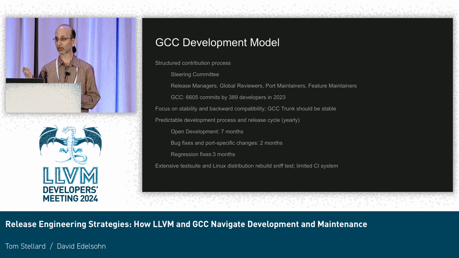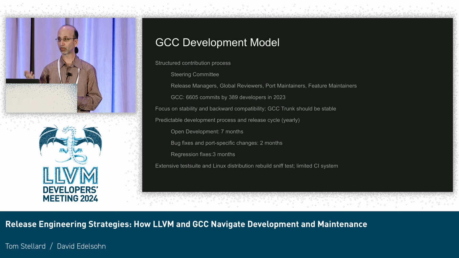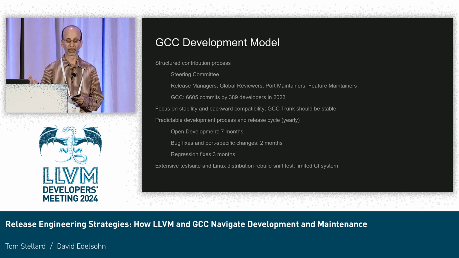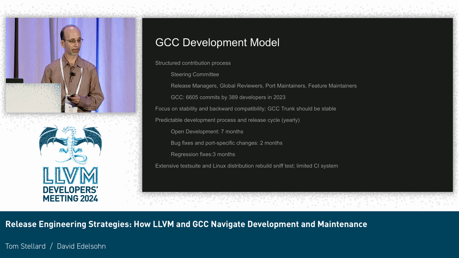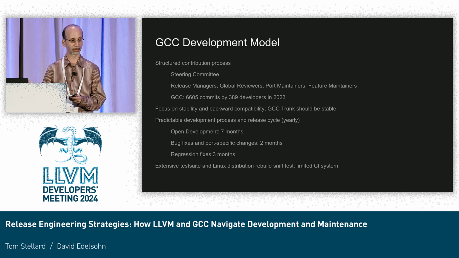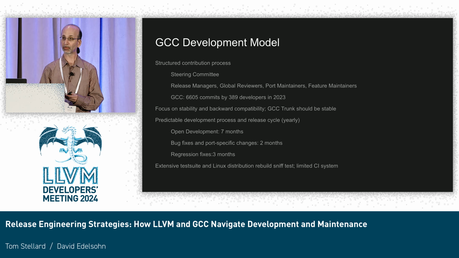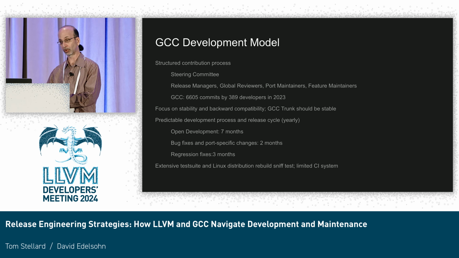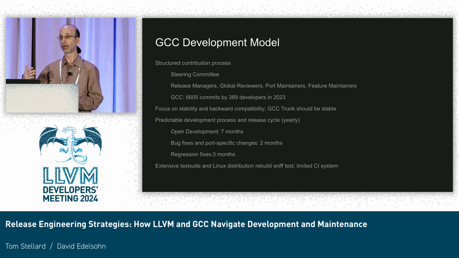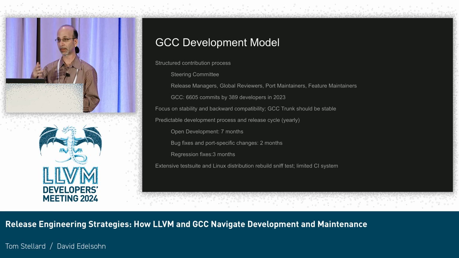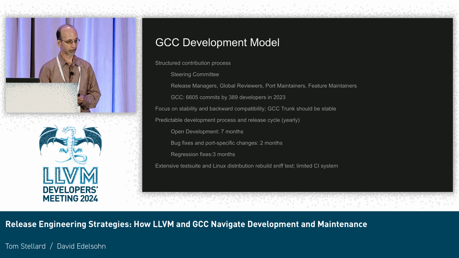Just to get a snapshot, GCC in 2023 had over 6,600 commits by about 389 different developers. You may consider that large. This is the libraries, libstdc++. This isn't glibc, this is just the compiler, but Fortran, C++, C, front ends, back ends, targets, and the runtime.